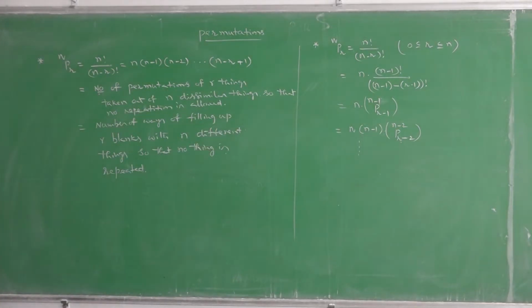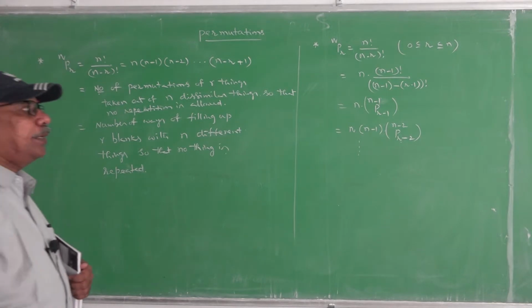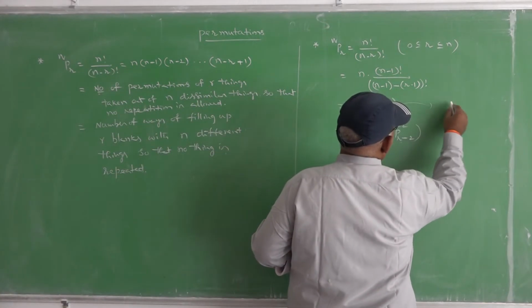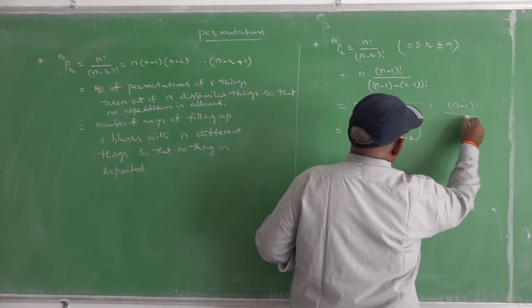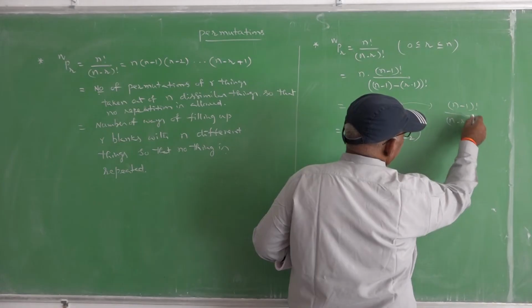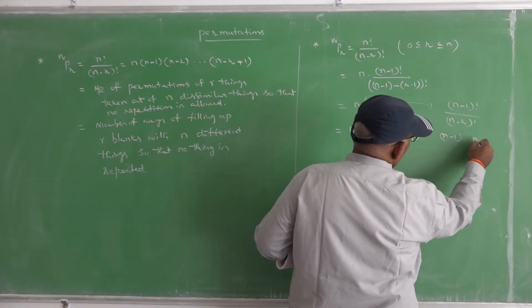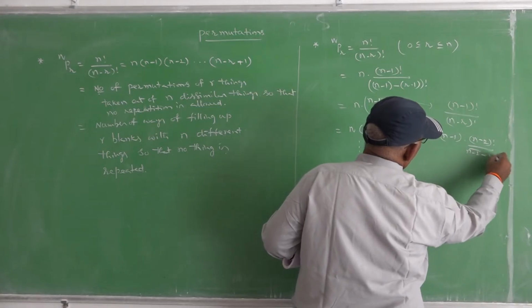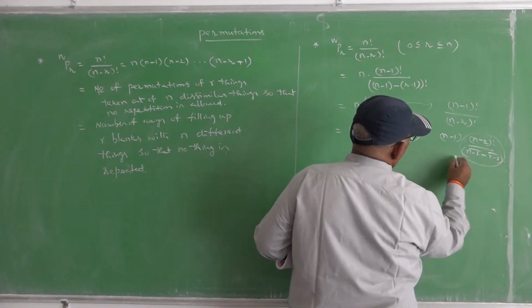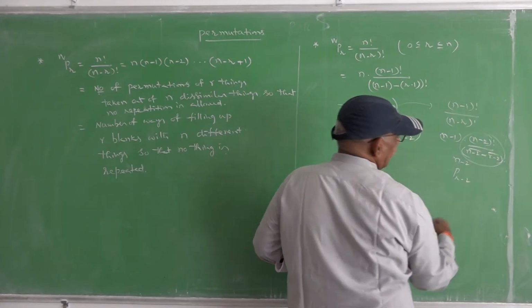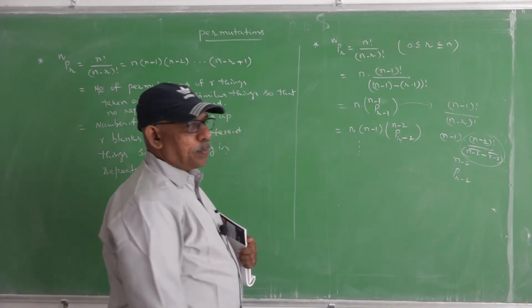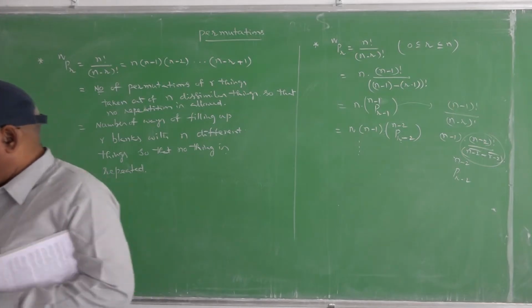nPr equals n into (n minus 1)P(r minus 1). Same way, (n minus 1)P(r minus 1) is (n minus 1) factorial by (n minus r) factorial itself. It can be written as (n minus 1) into (n minus 2) factorial by (n minus 2 minus (r minus 2)) factorial, which may be written as (n minus 2)P(r minus 2) itself. Hence this one is (n minus 1) into (n minus 2)P(r minus 2). Like that you can evaluate the nPr value.